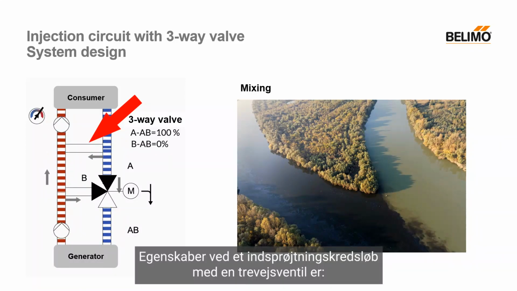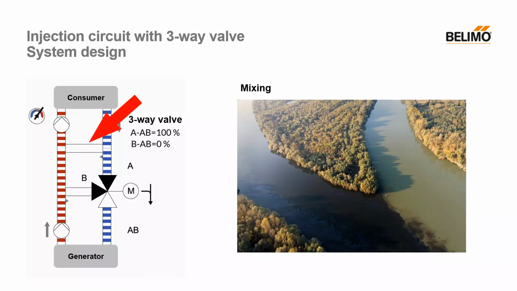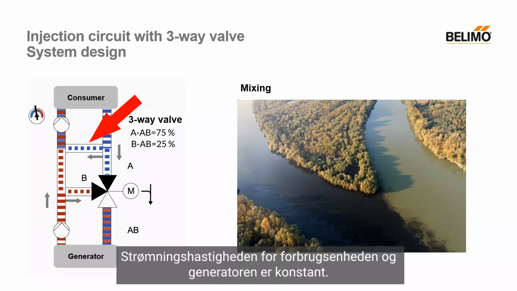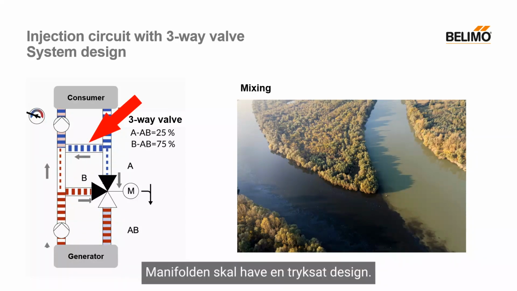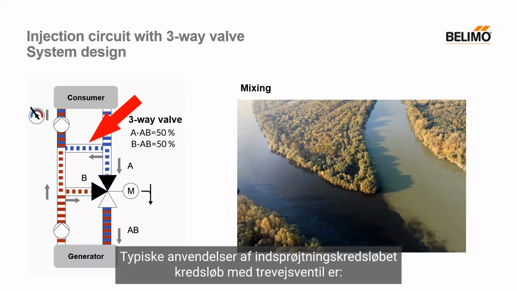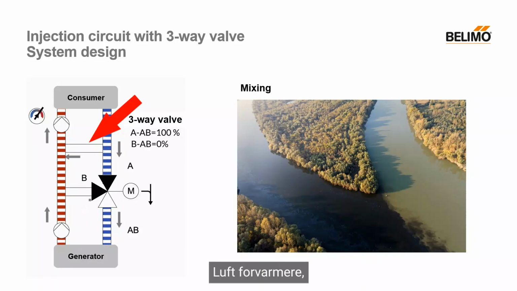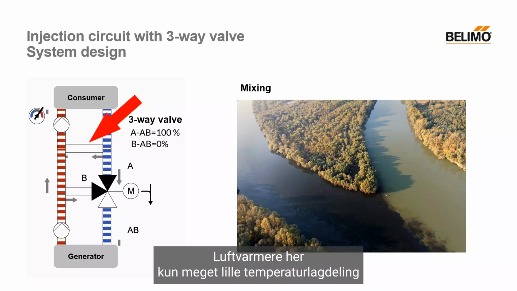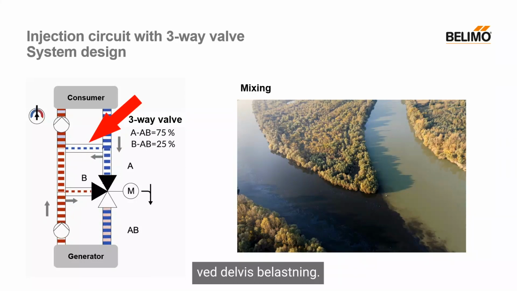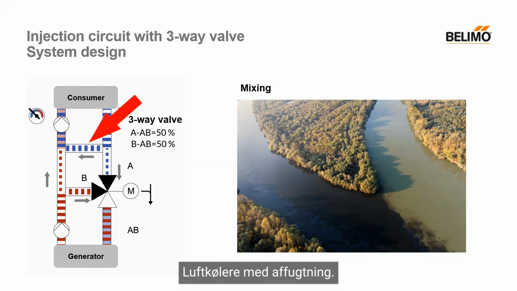Properties of an injection circuit with three-way valve. The flow rate at the consumer and generator is constant. The manifold must have a pressurized design. Typical applications of the injection circuit with three-way valve are air preheaters, air reheaters, here only very minor temperature stratification at partial load, and air coolers with dehumidification.